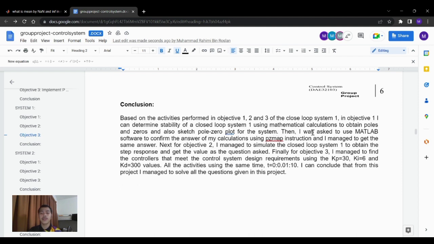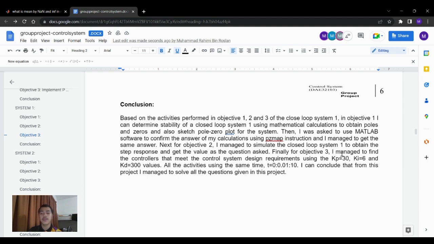Then, I was asked to use MATLAB software to confirm the answer of my calculation using the PZMAP instruction, and I managed to get the same answer. Next, for Objective 2, I managed to simulate the closed loop system 1 to obtain the step response and get the value as the question asks.